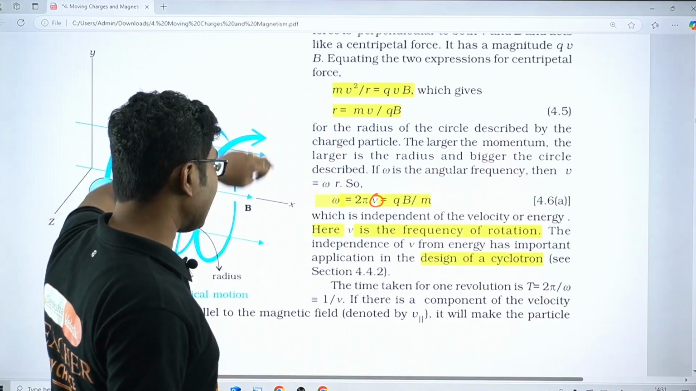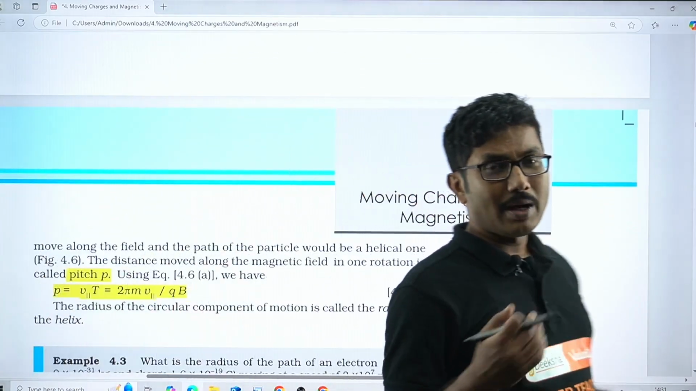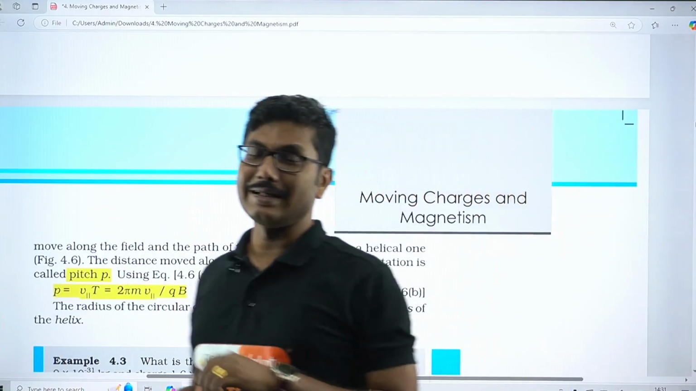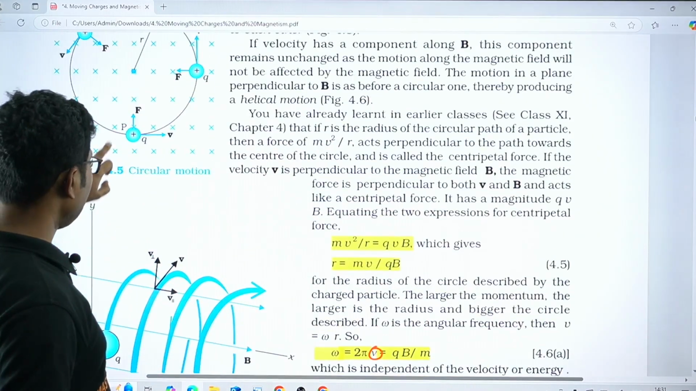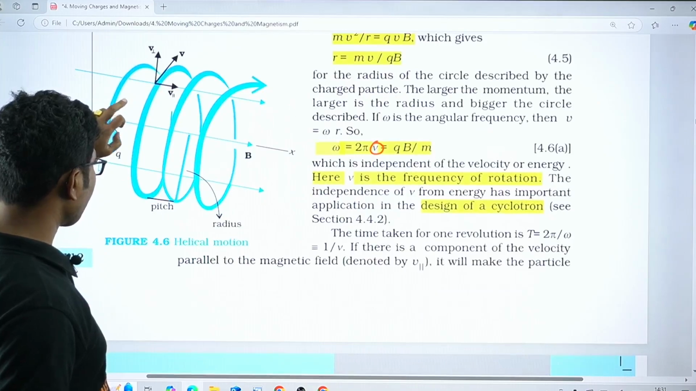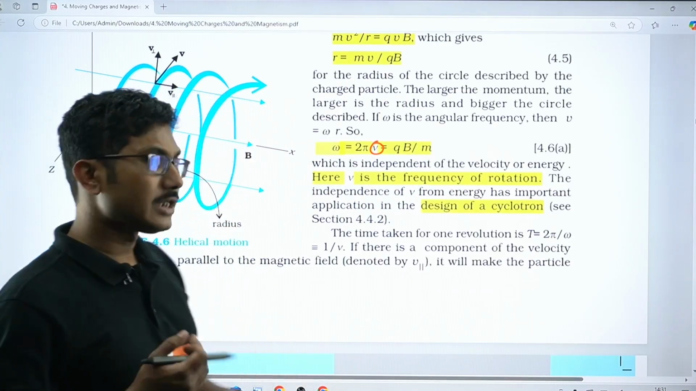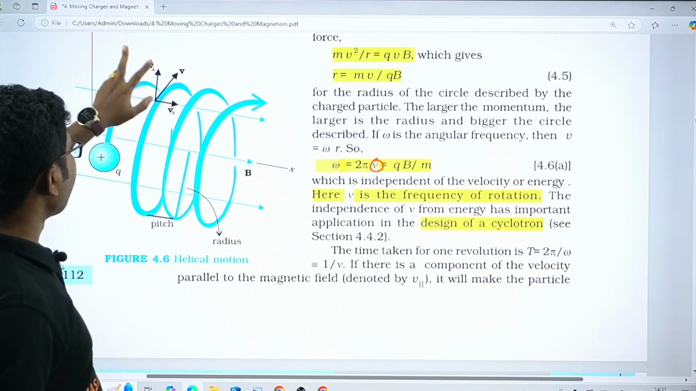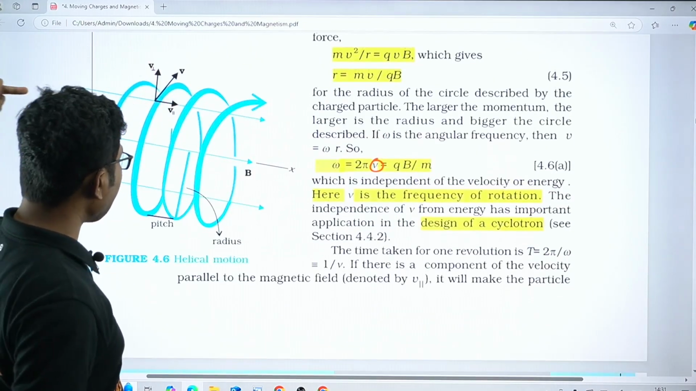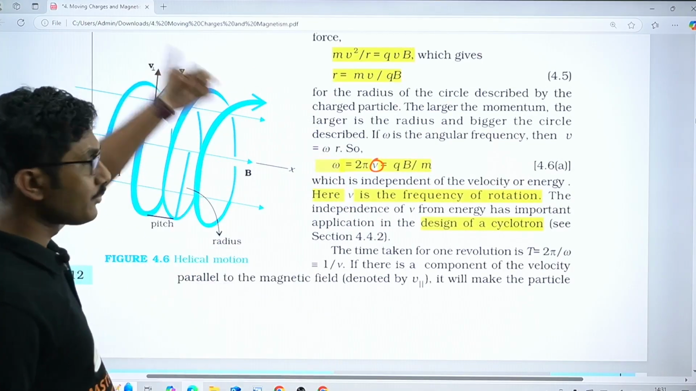Now if they are not perpendicular, if there is some angle between them, then it moves in a helical path. This is shown here. So the general motion is helical motion, circular motion is a special case. As you can see, this is the perpendicular component, this is the parallel component. Along the parallel component it moves ahead. Due to the perpendicular component, it moves in the circular path.